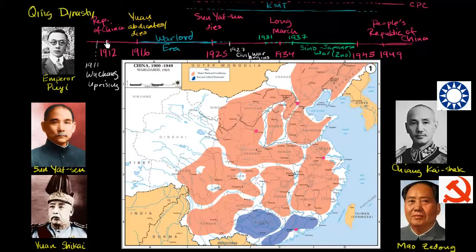By 1912, a Republic of China was established in Nanjing. So Nanjing, right over here, was where it was established. Beijing was, of course, the seat of dynastic rule in China. And the first provisional president of the Republic of China was Dr. Sun Yat-sen, right over here.